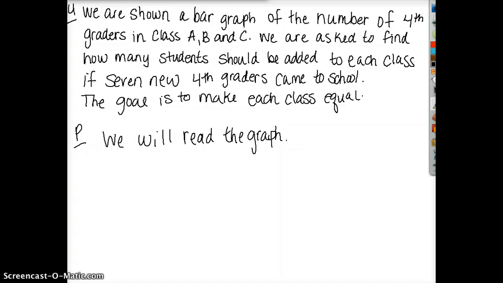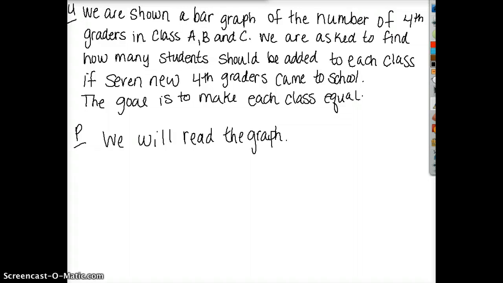We are asked to find how many students should be added to each class if 7 new fourth graders came to school. The goal is to make each class equal. And our plan is we will read the bar graph and find out how many students are in each class. Once we know how many students are in each class, we can find the number of students that should be added to each class. We can try different ways to assign the 7 students to the classes until we find a way that makes the classes equal size.